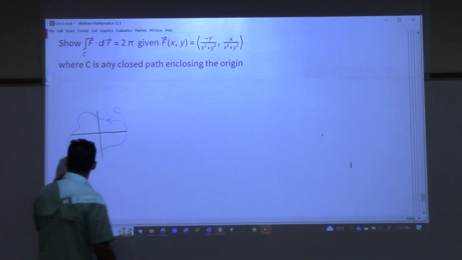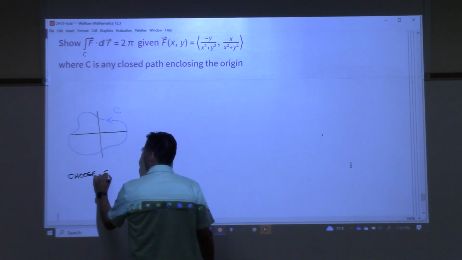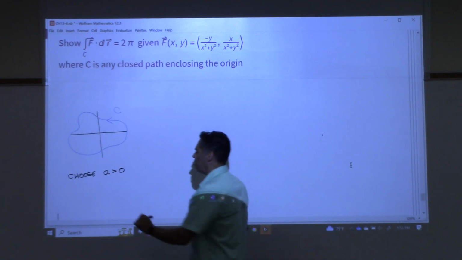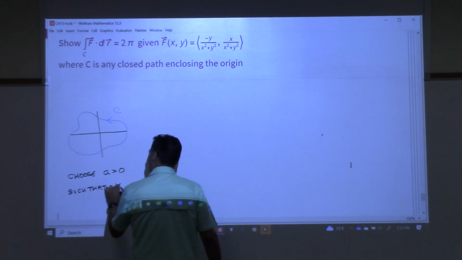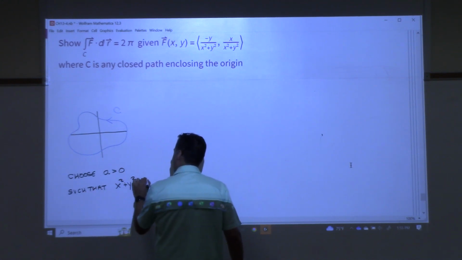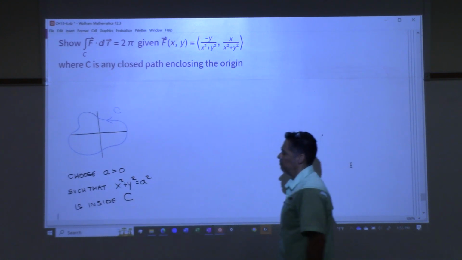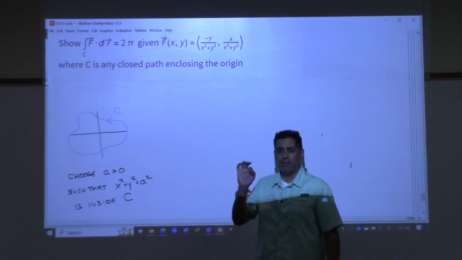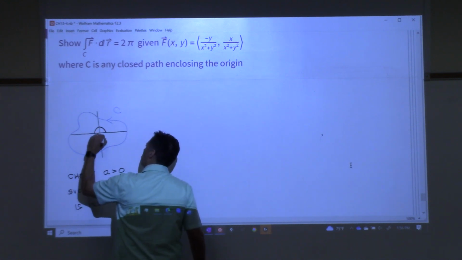So I'm going to choose, let's say, A greater than 0. I'm going to choose a positive number greater than 0 such that the circle x squared plus y squared equals a squared is inside C. I'm going to fit a circle of radius A into that curve. Nobody objects, I can do that? Everyone agrees I can? All right, so here it is. It's a little circle with radius A.